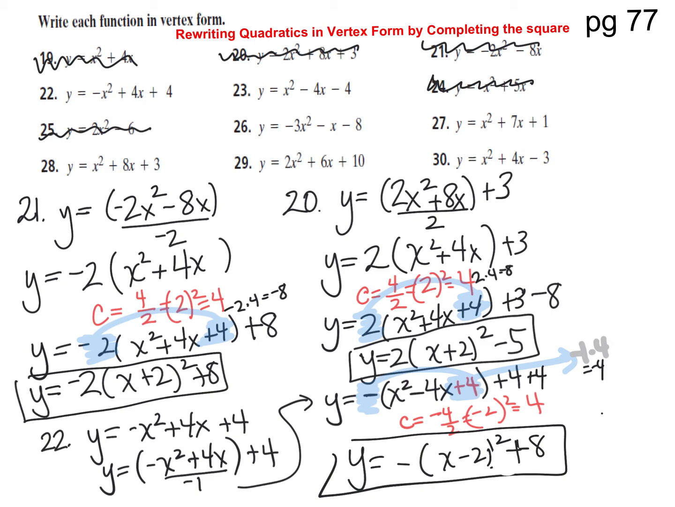Okay, so we did 22. I think I'll do 23, 26, 27, and 29.